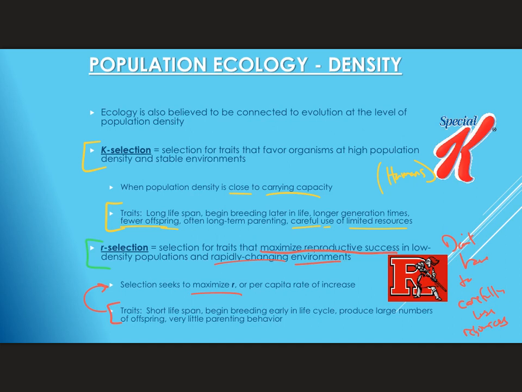This is short lifespans. Begin breeding very early in the life cycle, so maybe within the first year of existence these organisms are already breeding. Produce large numbers of offspring that you don't necessarily parent. Think about sea turtles. Sea turtles lay a whole bunch of eggs. Those are born, but the parent is gone.